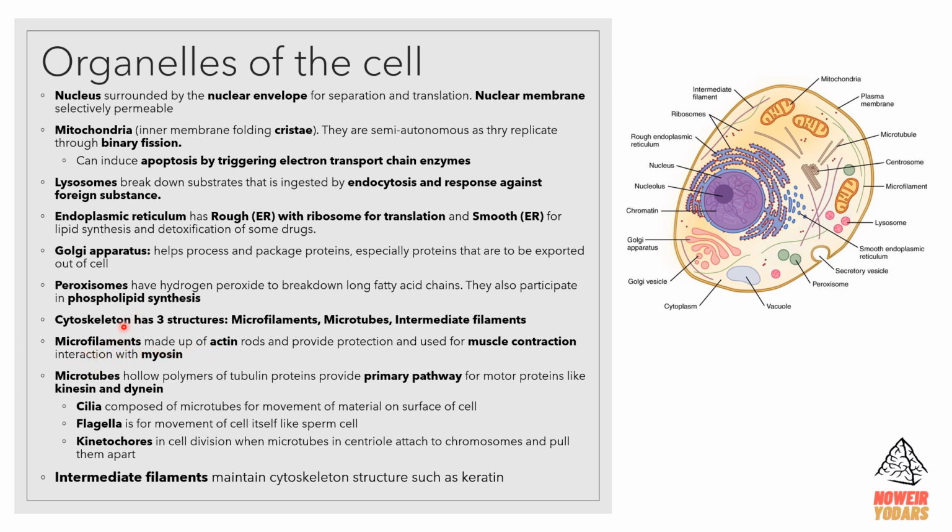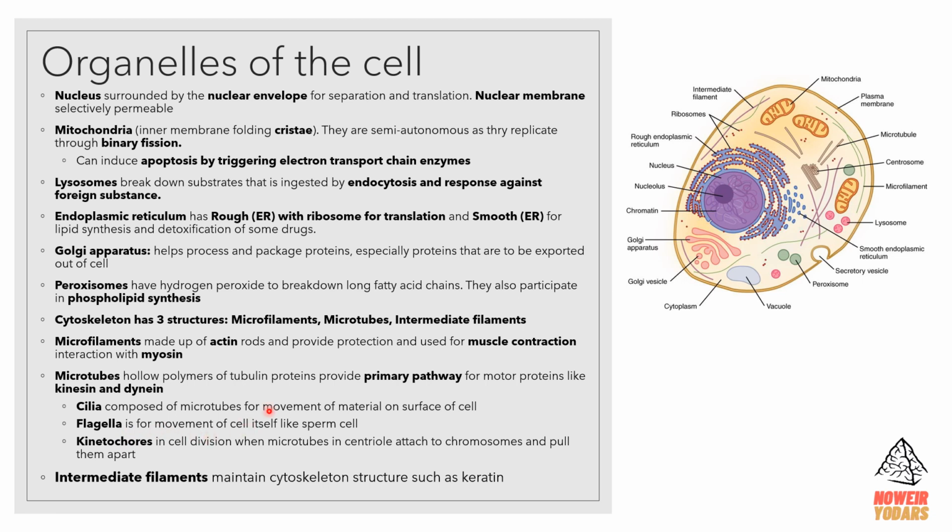Then you got microtubules. Alright, they're hollow polymers of tubulin proteins that provide a primary pathway for motor proteins like kinesin and dynein. Alright, so microtubules, hollow polymers, provide primary structure for kinesin and dynein. Alright, where can you find microtubules? You can find microtubules in cilia, flagella, or kinetochores.